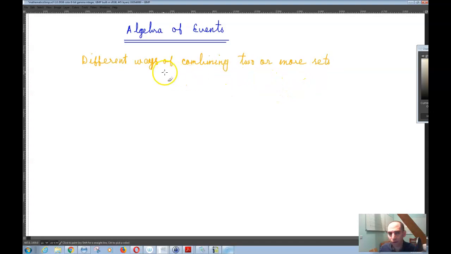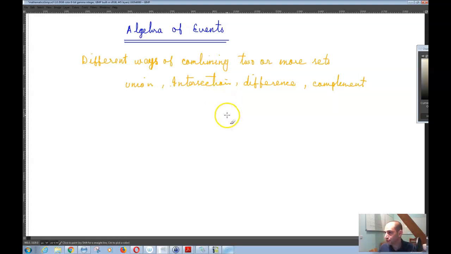There is the union, there is the intersection, there is the difference and the complement. If it's necessary, I'll go back and do a quick review on these different operations. And likewise, we can combine two or more events by using the analogous set notations.